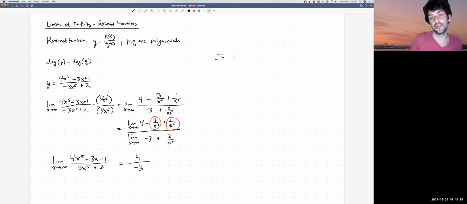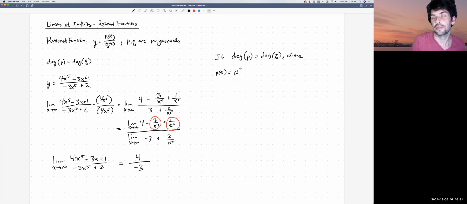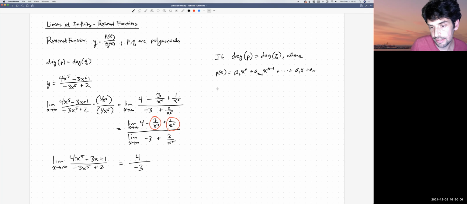If the degree of P is equal to the degree of Q, where P of X is going to be some polynomial. So this is a way we can write them out abstractly, all the way down to A1 X plus A naught. And Q of X is going to be B sub n, X to the n. Remember, they have the same degree, so they have the same highest power.